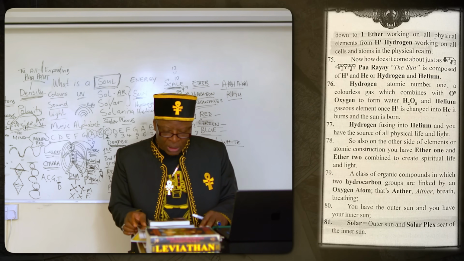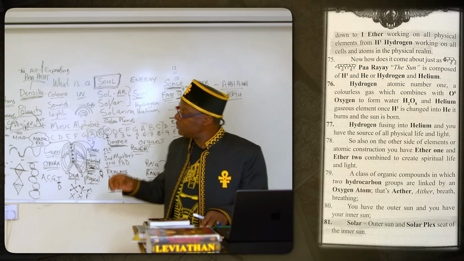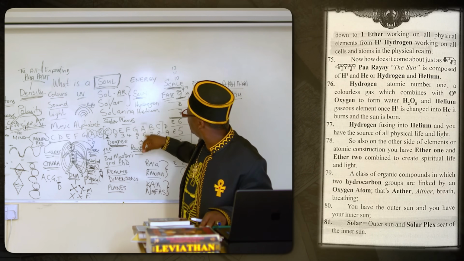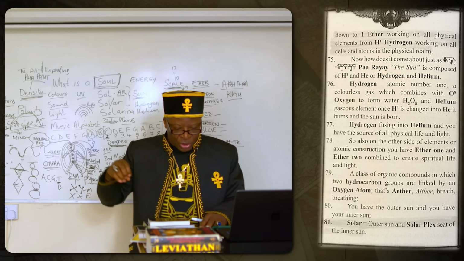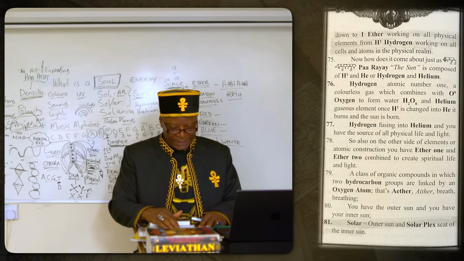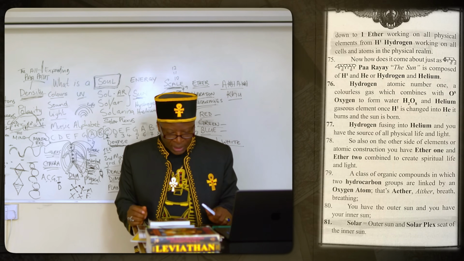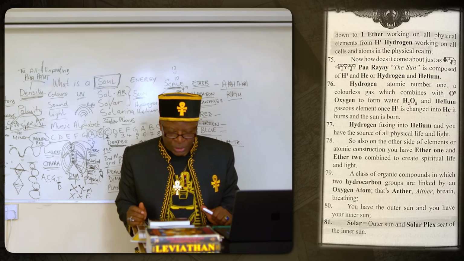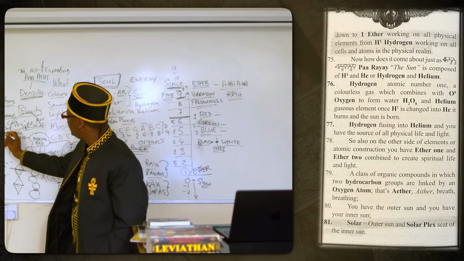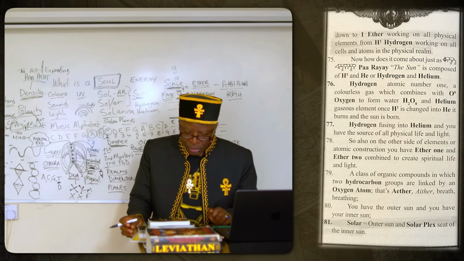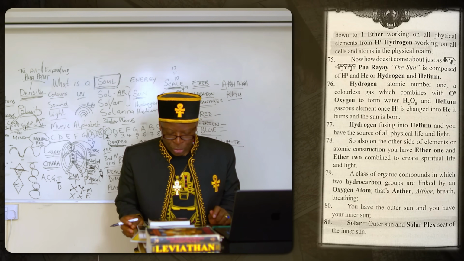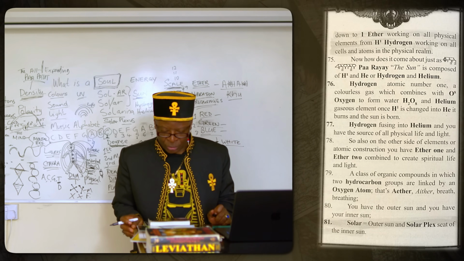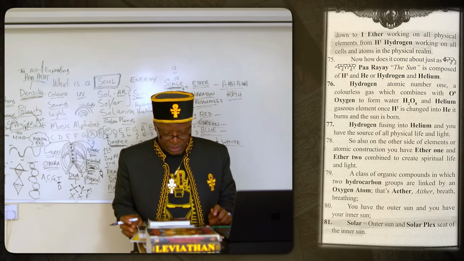75. Now, how does it come about? Just as the sun is composed of hydrogen and helium, H1 and He. 76. Hydrogen, atomic number 1, a colorless gas, combines with oxygen to form water, H2O. And helium, a gaseous element: once H1 is changed into He, it burns and the sun is born.